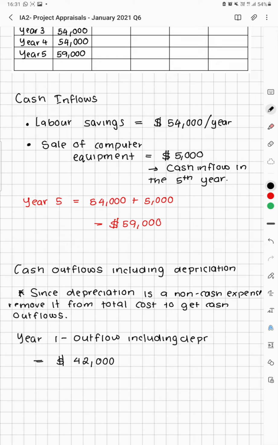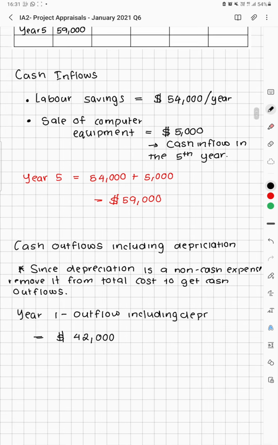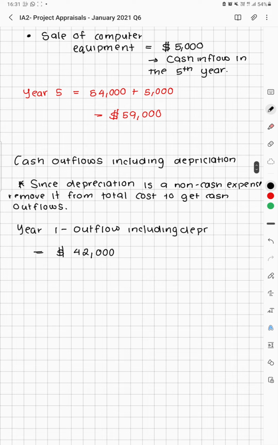Okay, so what is the depreciation policy? The computerized equipment will have a life of 5 years, after which it will be sold for 5,000. Depreciation using the straight line method will be applied. So depreciation using the straight line method is simple. Okay, what is the formula? Depreciation under straight line method is cost minus scrap value divided by number of years.